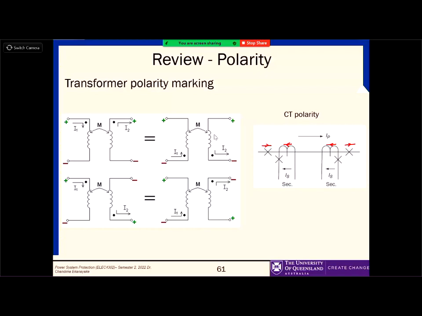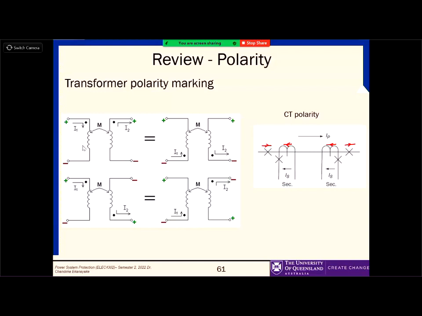So if you look at a different configuration here, you can see the dot, the current going into the dot, the current coming out of the dot. So these two dots, if you mark the current directions in this way, then they are in phase. Here, again, it's the same. Current in, current out. Current in, current out.